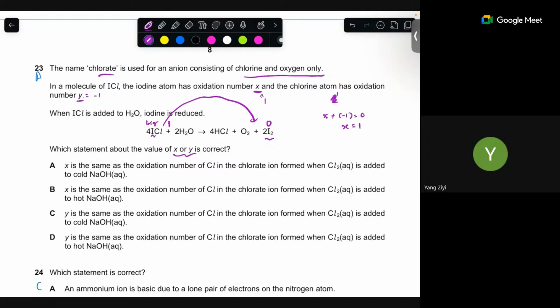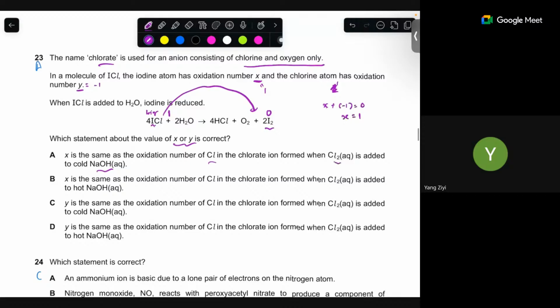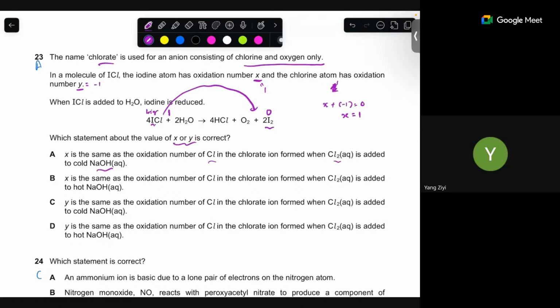X is the same oxidation number as that of Cl when Cl2 is added to cold aqueous NaOH.